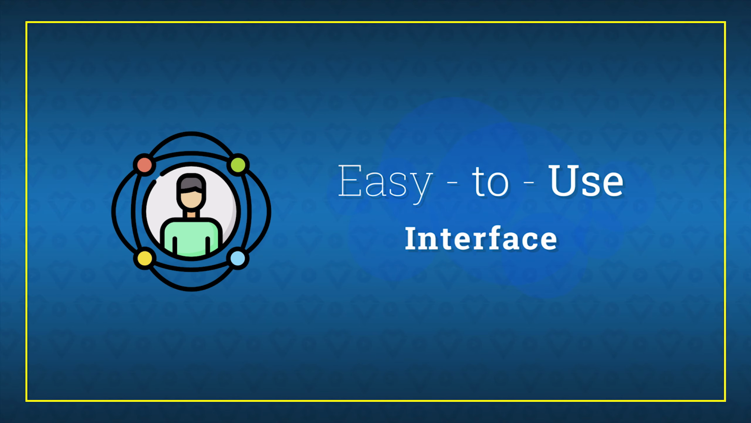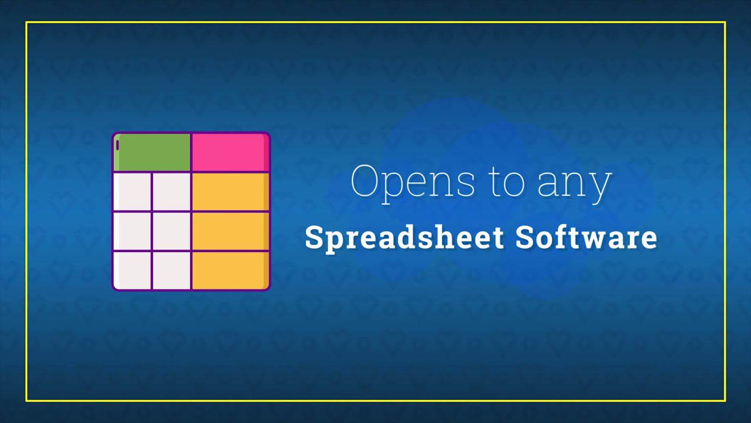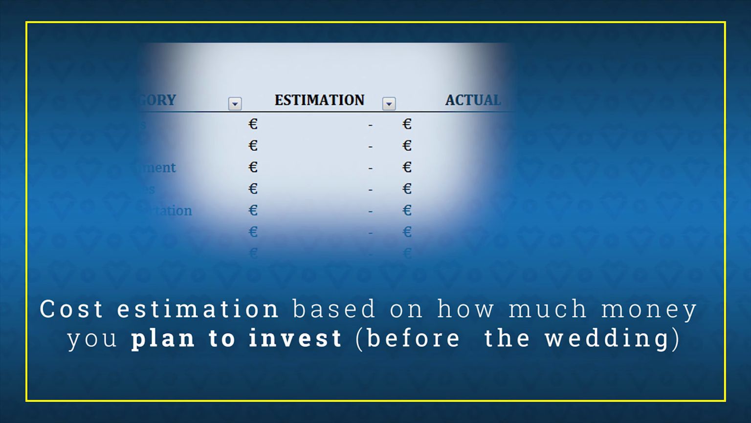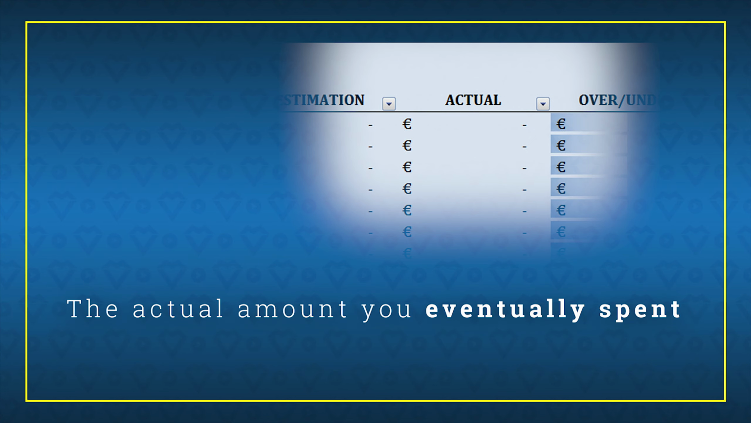Its philosophy is very simple. In fact, it's a spreadsheet file that you can open with your favorite spreadsheet editor. We have designed the calculator with two main features. First comes the planning of your budget before the wedding, so that you have an indication of the amounts you plan to invest in each category at all times. And the second is the actual amount you eventually spent in each category.